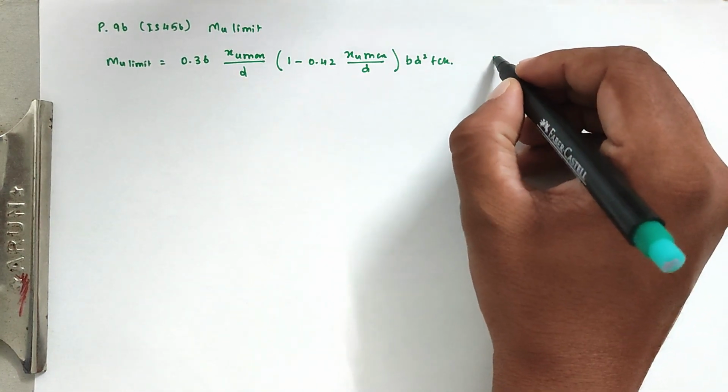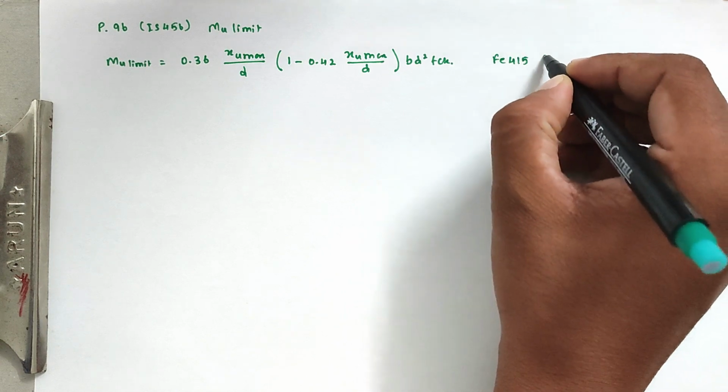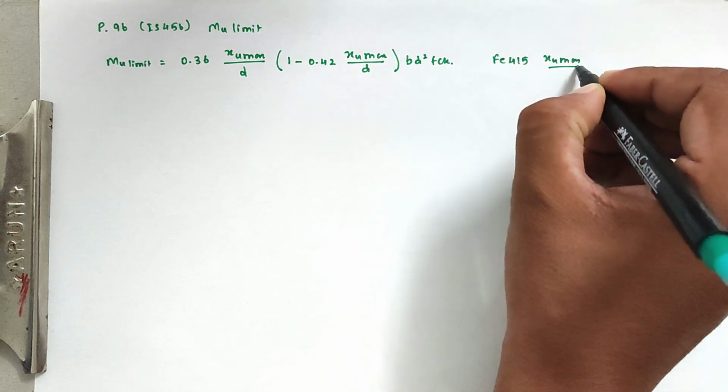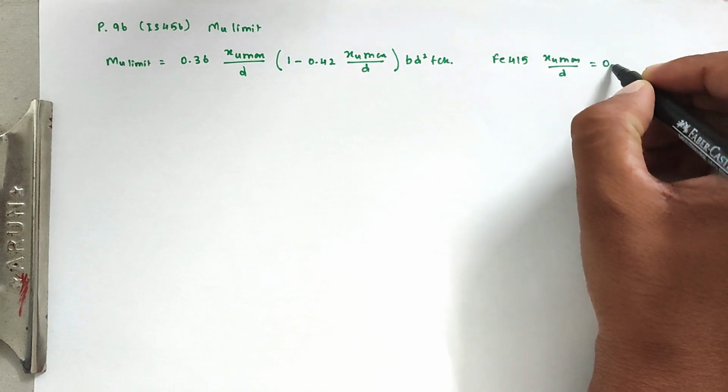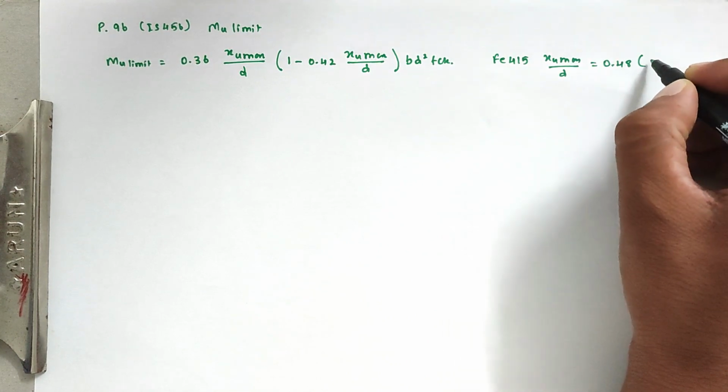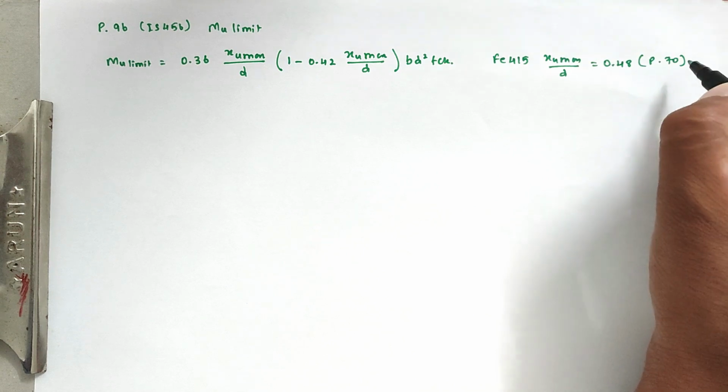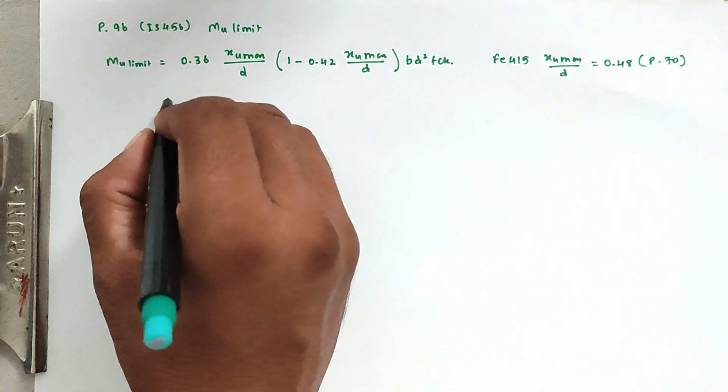So now for Fe415, xu max divided by d equal to 0.48. This is from page number 17 of IS 456. Okay, so now we can substitute all the values over here.